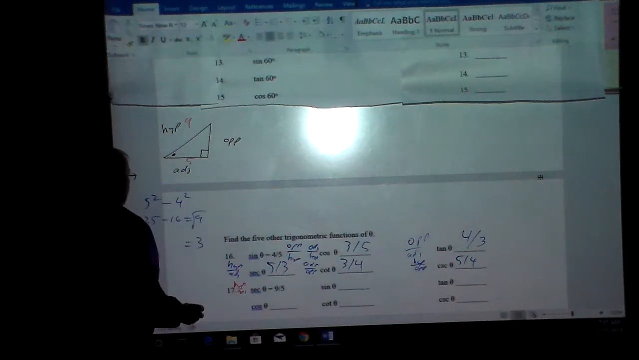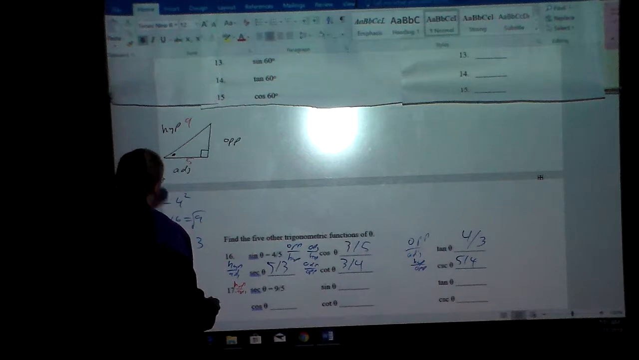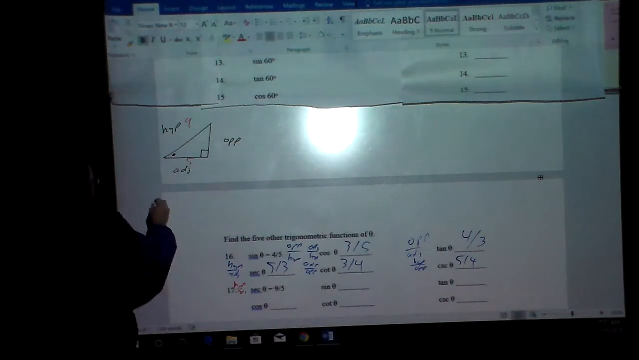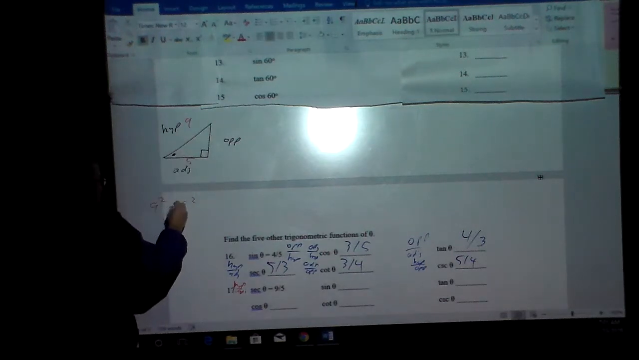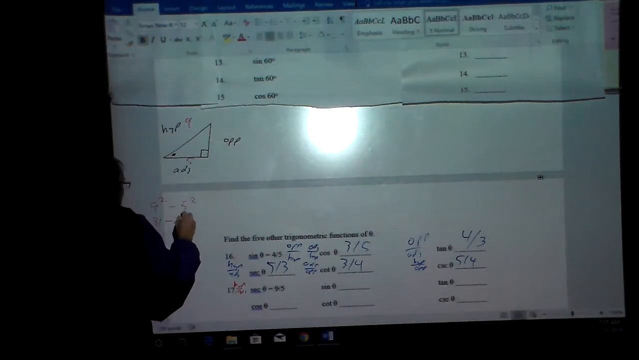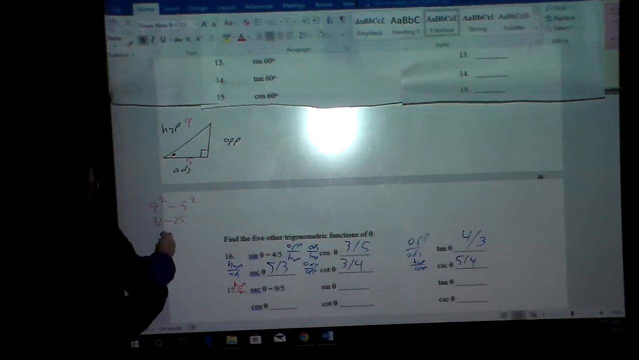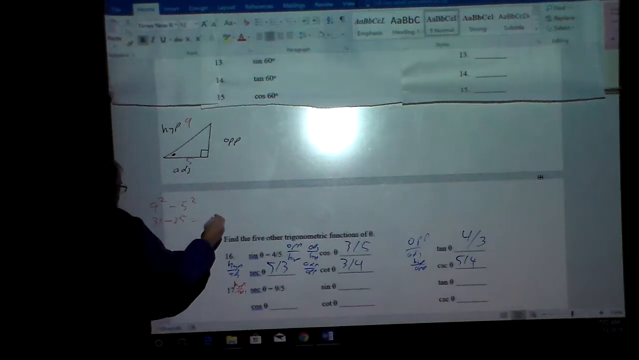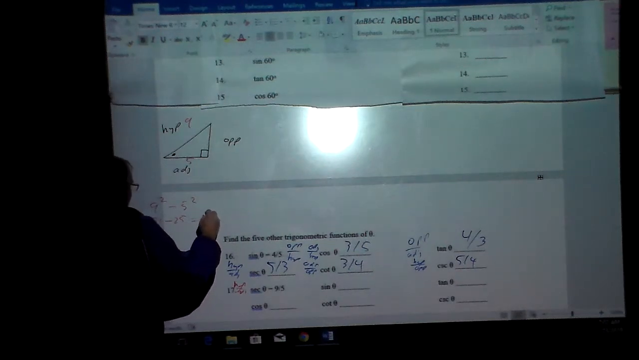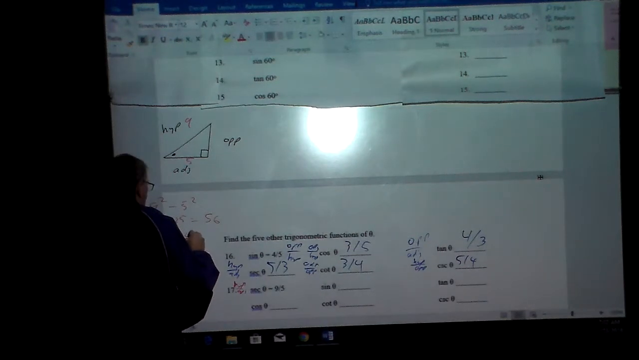So I'll still use the Pythagorean theorem. And this time I make little numbers right here. We're going to have 9 squared minus 5 squared, because I have the hypotenuse and a leg, so I subtract them. So that's 81 minus 25, which I don't have paper in front of me, so I'm going to say it's going to be 56. I think the square root of 56 is the same as the square root of 4 times 14, which makes it 2 square roots of 14.